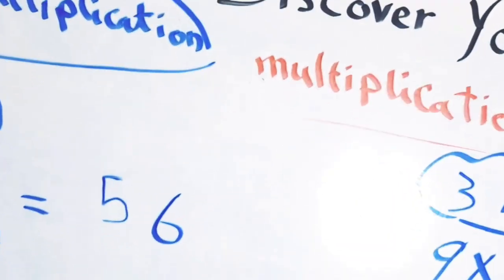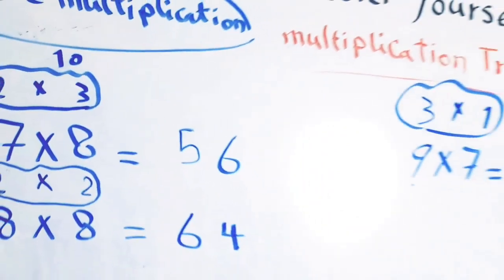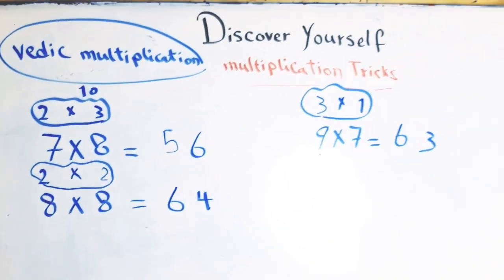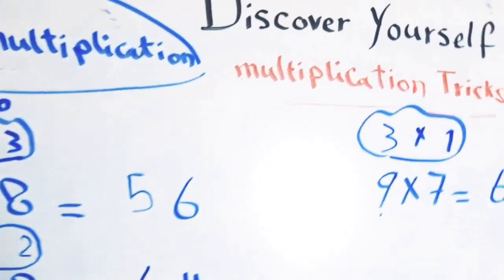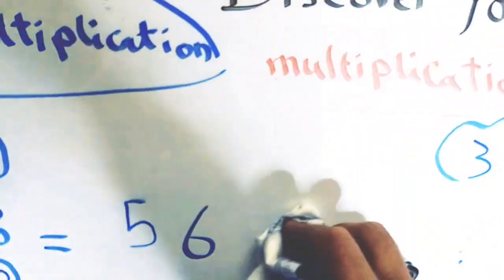Okay, can we use the Vedic trick to multiply a two-digit number by a two-digit number? Of course we can. Let's see.